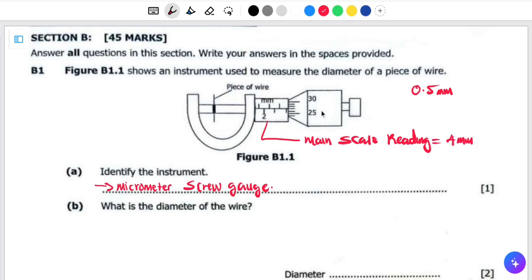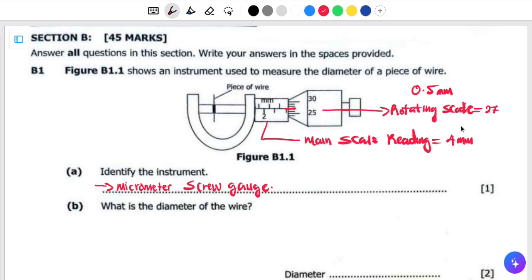Then what about this scale here? So this one is called the rotating scale, or you can call it the thimble reading. So how do you take the rotating scale? For the rotating scale, you need to take the reading where the line is coinciding with the line in the main scale. So we have this line here, at this point, where it coincides with the line in the main scale. So if this one is 25, this one is going to be 26, this one is going to be 27. So in the rotating scale, we have 27.